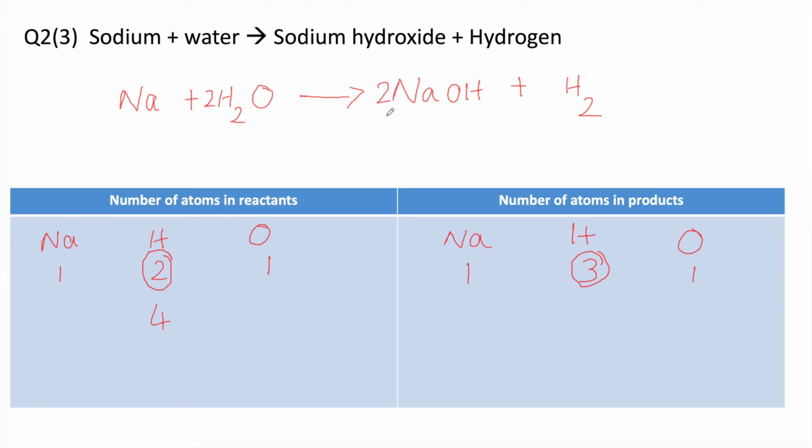I kept a 2 here. Then 2 plus 2 hydrogen, it is 4. Okay. Then what happened to sodium? Sodium, it became 2 here. Okay. So here also we can keep a 2 to balance sodium. Then oxygen, it's 2. Here also it's 2. 2, 4, 2, 2, 4, 2. Equation, it is balanced.